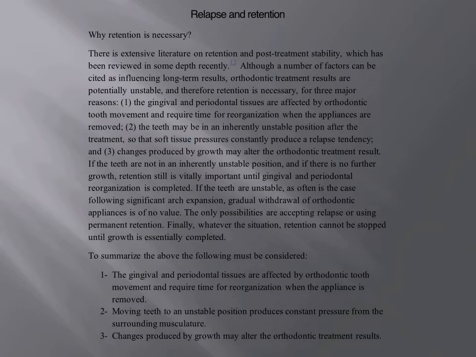So, in order to summarize the above, the following must be considered. First, the gingival and periodontal tissues are affected by orthodontic tooth movement and require time for reorganization when the appliance is removed, and also moving the teeth to an unstable position produces a constant pressure from the surrounding musculature, as well as the changes produced by growth that can alter the orthodontic treatment and cause relapse and recurrence of the skeletal condition.